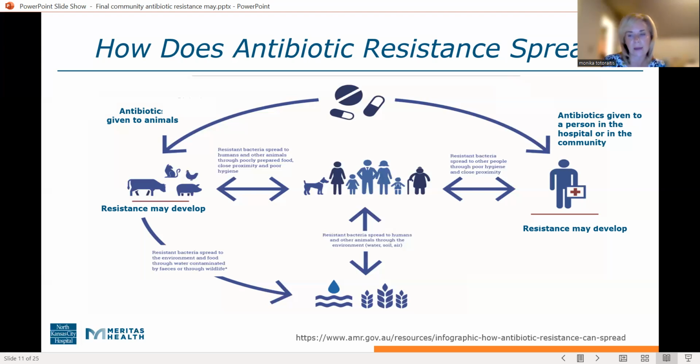Now, if we give antibiotics to a person, myself, in the hospital or community, we can also develop resistance, and we can spread that bacterial resistance to other people through poor hygiene or close proximity. This slide shows you how antibiotics can spread resistance to humans, to animals, and also in our environment with our crops.